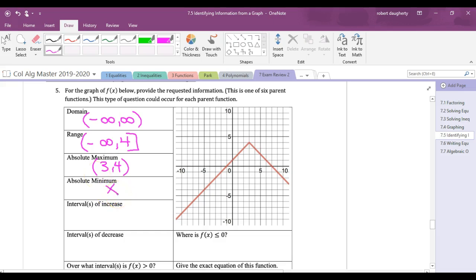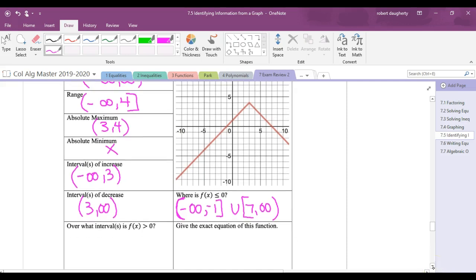Intervals of increase. This function increases from negative infinity all the way over to 3. Where does it decrease? It decreases from 3 to infinity. Where is this thing less than or equal to 0? It is less than or equal to 0 from negative infinity over to negative 1, and from 7 to infinity. Where is it greater than 0? This function is greater than 0 from negative 1 to 7.